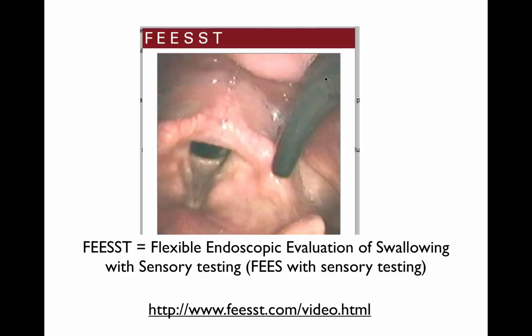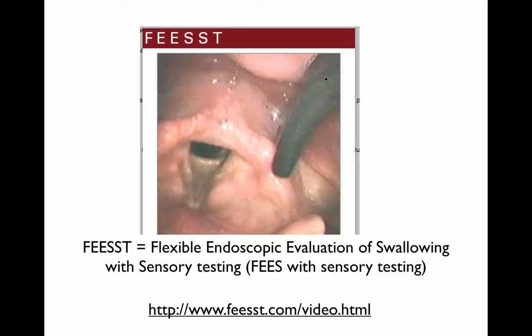So it does give us a good view of what happens in terms of reaction to sensory stimulus, and particularly for those patients who have had cranial nerve damage, sensory damage, and we want to know if they're providing the sensory information to the swallowing center that they might need to have a healthy and safe swallow. This is a useful technique.